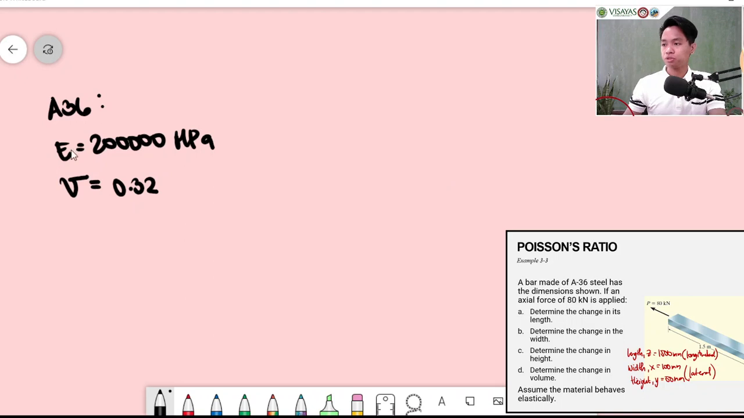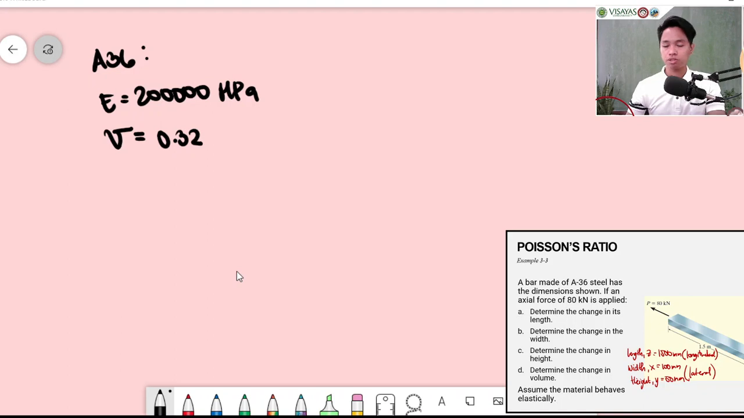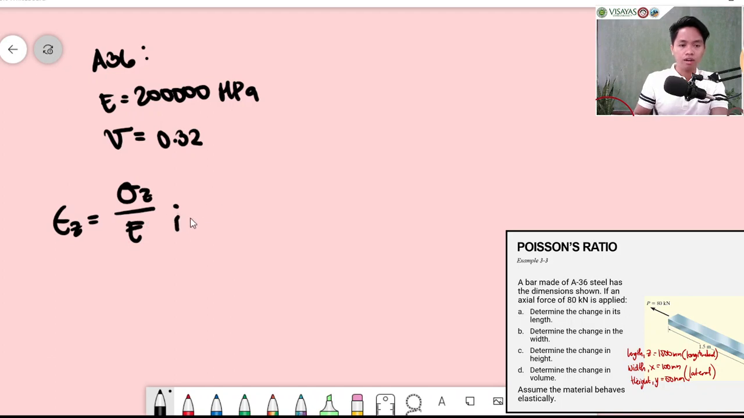Okay, so how to solve this problem using your Poisson's ratio. Very basic. Let's start with your strain at Z first, since our longitudinal properties are the first to be solved. Here, the longitudinal axis would be your z. So we can solve your strain at z, which is equivalent to your stress at z over your E. Now, how to solve your stress?